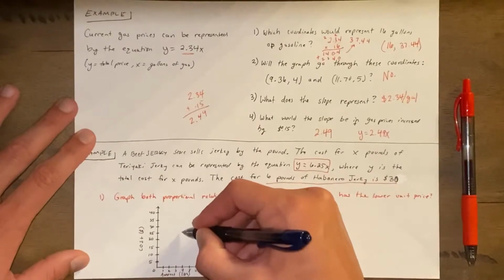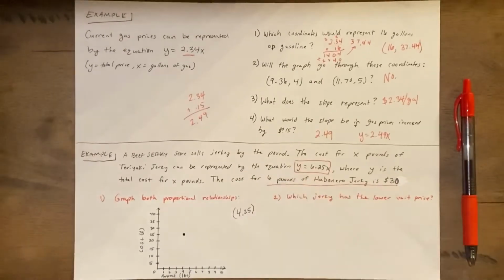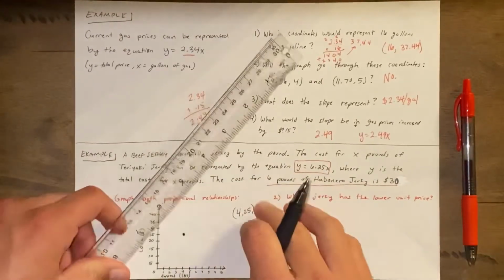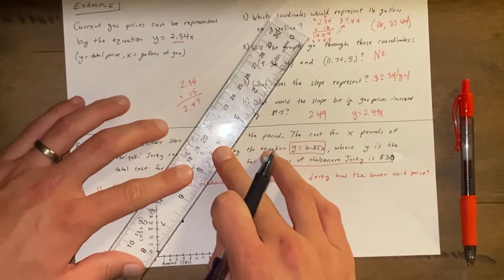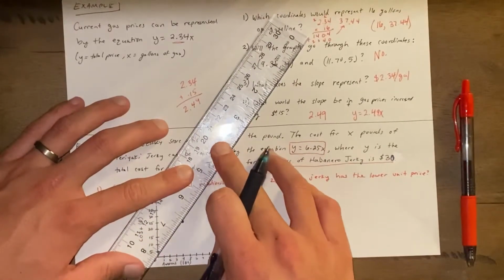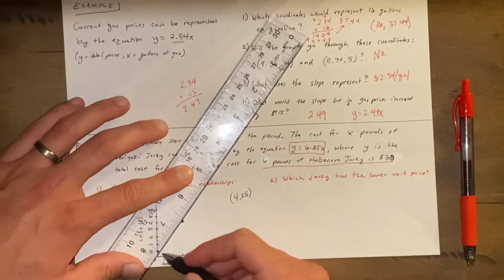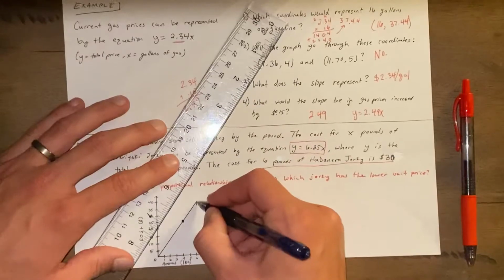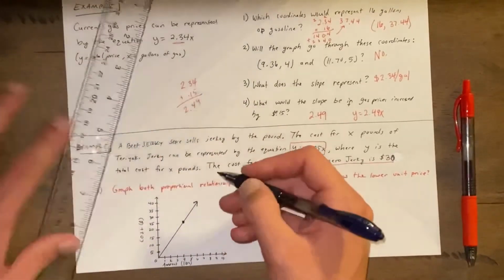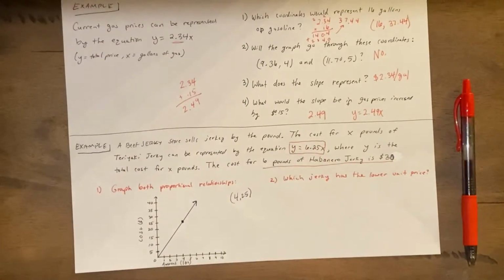So do this best I can without a grid. Let's say it goes right there. Okay, so I just need that 1 point right there. I can take my ruler, start it at the origin. Why can I start at the origin? Because if I don't buy any beef jerky, does it cost me any money? No, that's why it's proportional. Okay, I take my line, I draw it just like that. And that would be for my teriyaki jerky.